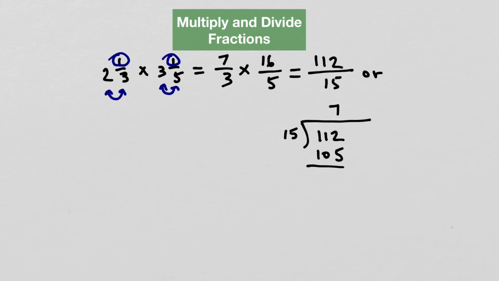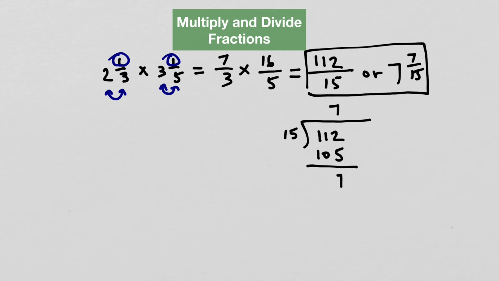And we get 105 with a remainder of 7. Okay? So this means that this value is also 7 and 7/15. So either one of these answers is correct.